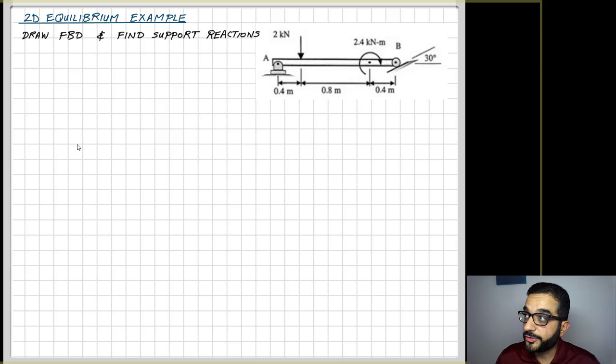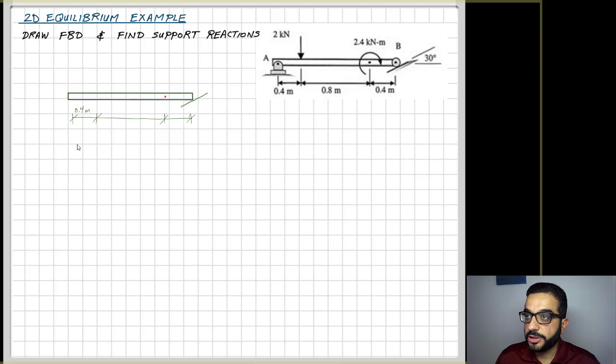And the beam here is carrying two loads, a point force of 2 kilonewton and a point moment of 2.4 kilonewton meter. And we need here to draw the free body diagram and also to calculate the support reactions of the beam.